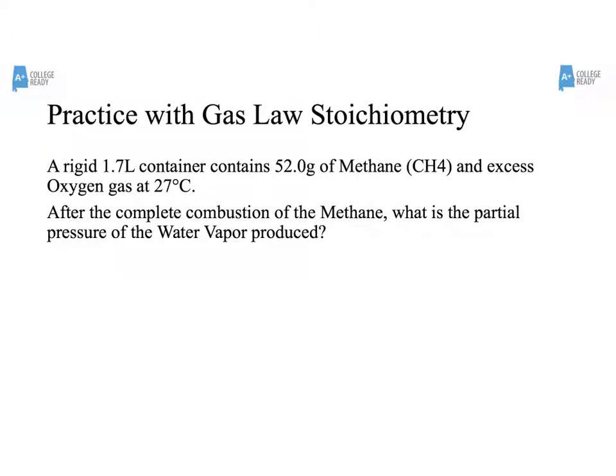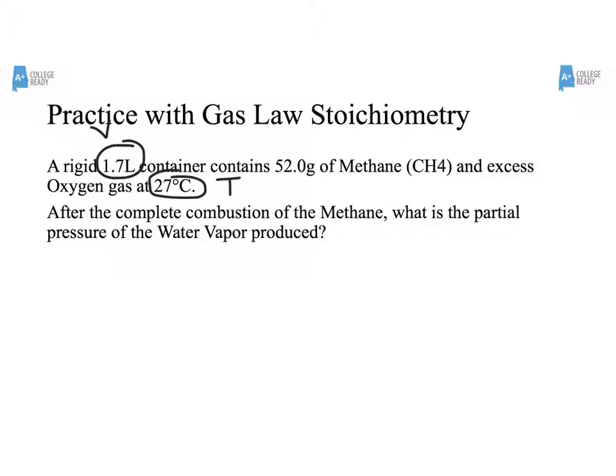So here's an example problem of using gas law stoichiometry. You'll see right away that they start giving us gas information. It says in a rigid 1.7 liter container, oh look, there's a volume. The container contains 52 grams of methane and excess oxygen gas, and is at 27 degrees Celsius. So there's a temperature for us. After the completion of the combustion of the methane, what is the partial pressure of the water vapor produced?